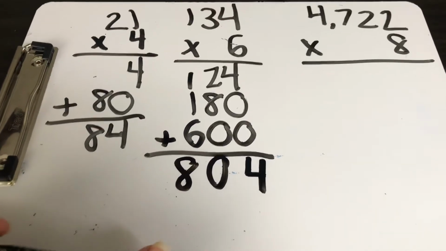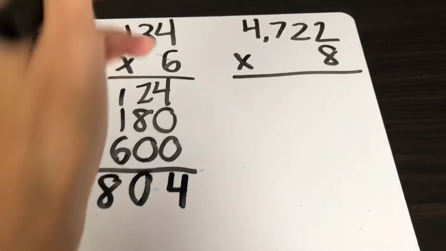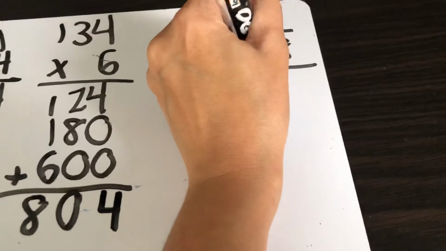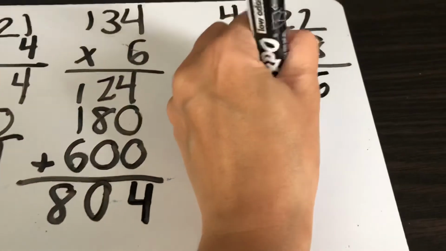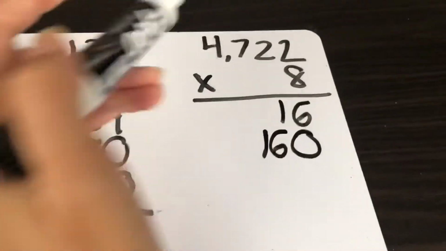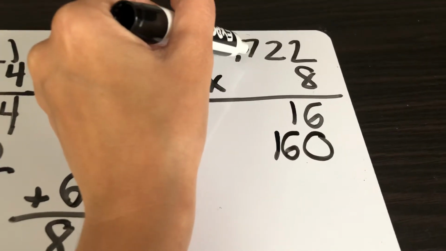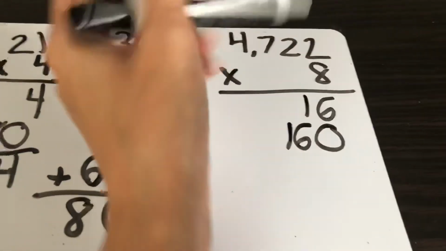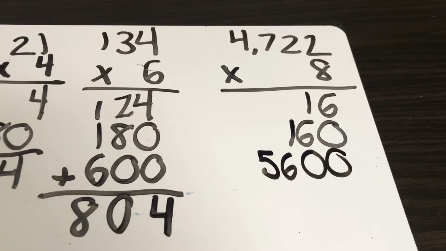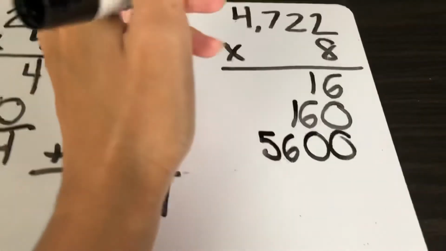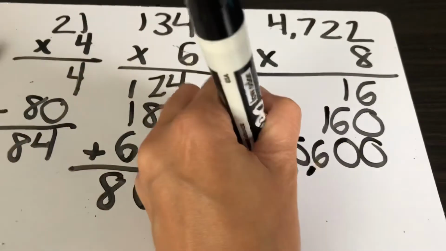And lastly, for partial product, we'll go ahead and multiply the four-digit number by the one-digit number. So we have 8 times 2, which is 16. Then we have 8 times 20, which would be 160. Then we have 8 times 7, which would be 56. But we are actually doing 8 times 700. So we're going to take the 56 and add 2 zeros. And lastly, 8 times 4 is 32. But then because it's in the thousands place, it's actually 32,000.